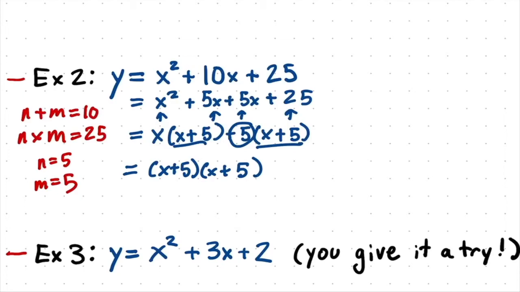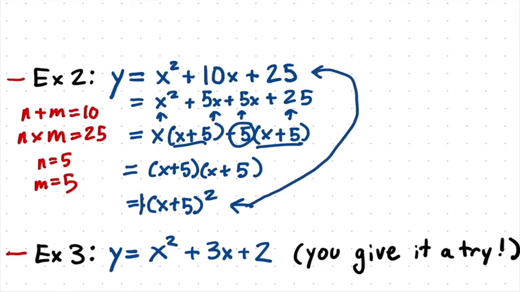Or, because these are exactly the same, we could rewrite this to say x plus 5 squared, because something times itself is just equal to that thing squared. So there you go. That is a perfectly valid factored form. Again, the coefficient would just be 1. And that's a perfectly valid way to go from this standard form right here to this factored form down here.